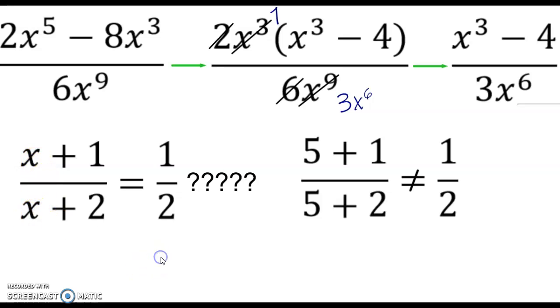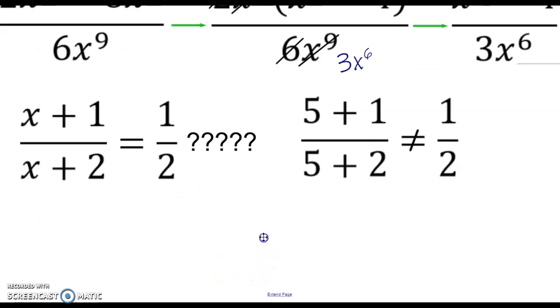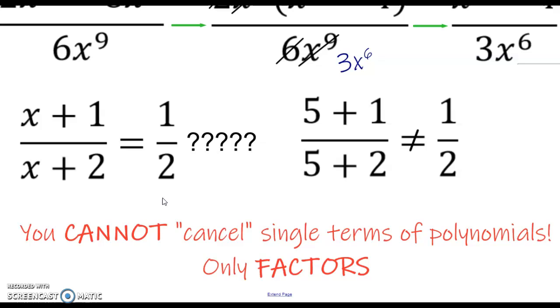So the big rule that we have to keep in mind, that everyone forgets, is that you cannot cancel out single terms of polynomials. You can only cancel out factors, things that are being multiplied together. I cannot stress how important that is and how common a mistake it is. So make sure that you get that down.